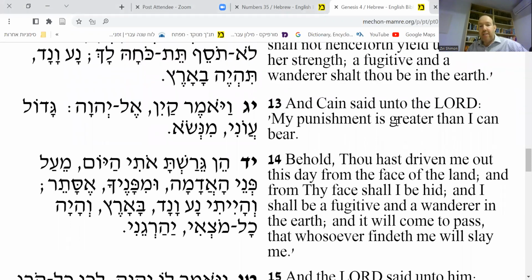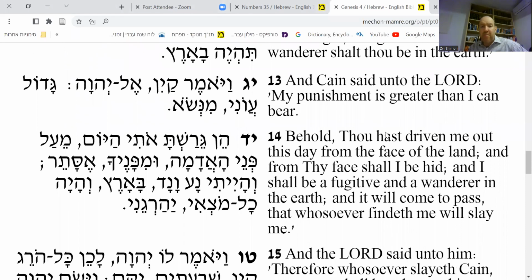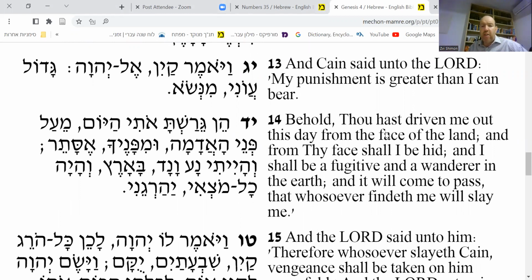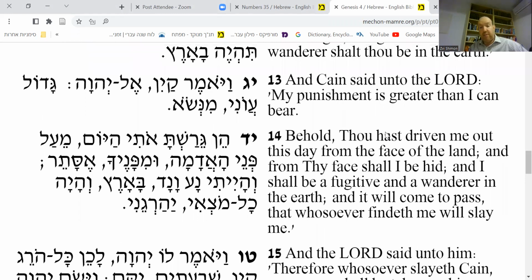And Cain said unto the Lord, "My punishment is greater than I can bear." Cain now says, this is too much, this punishment. "Behold, you have driven me out this day from the face of the land, and from your face shall I be hid, and I shall be a fugitive and a wanderer in the earth, and it will come to pass that whoever finds me will slay me." So here, Cain says this is too harsh a punishment, surprisingly so.